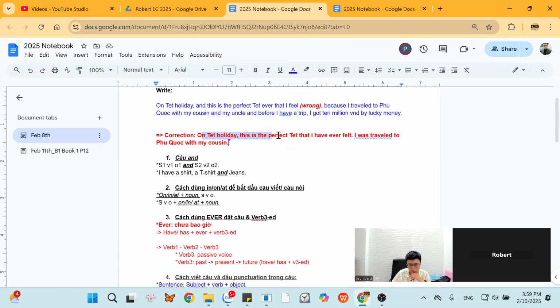On that holiday, this is the perfect chat that I have ever felt. I was traveled to with my cousin Robert. Was, that is to be, travel, that is an action verb. Can we use to be with action verb, Robert?